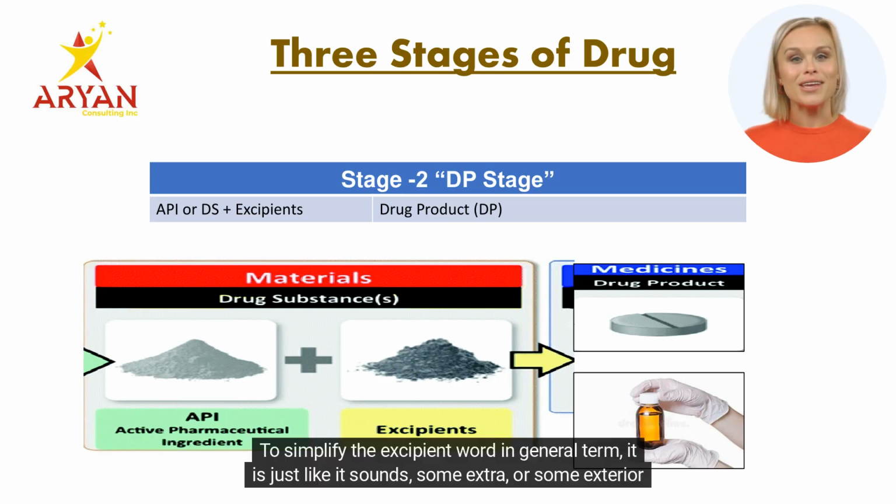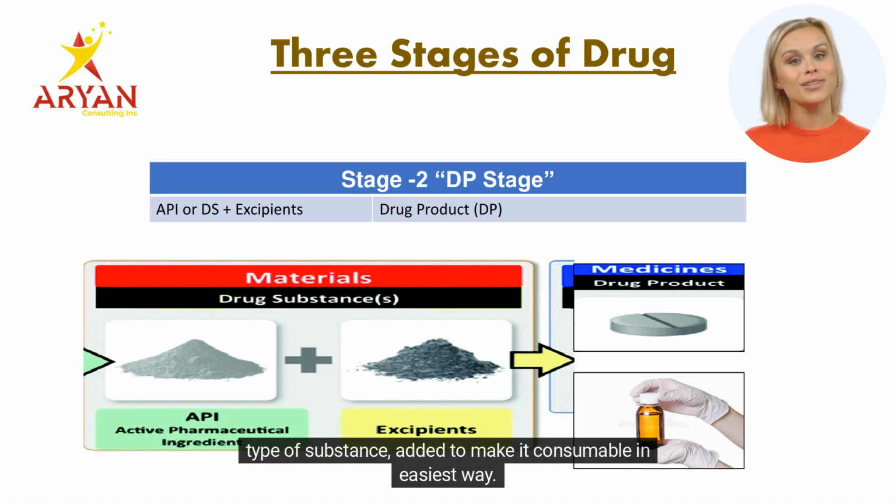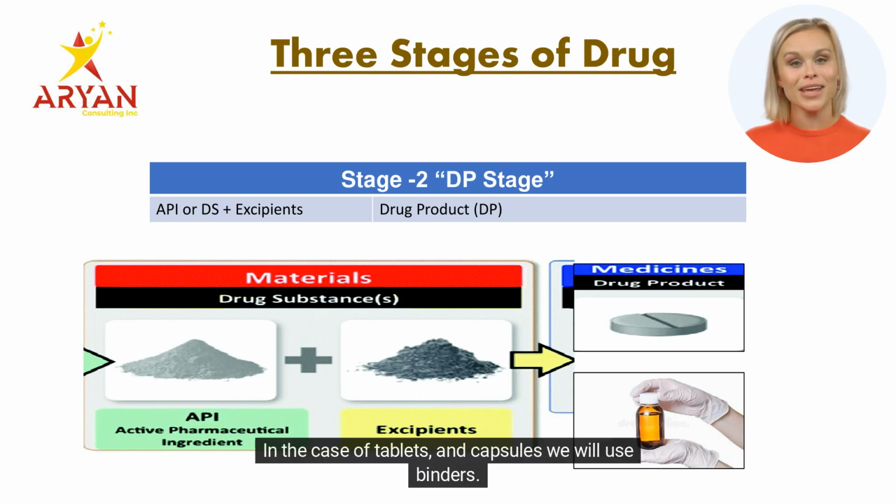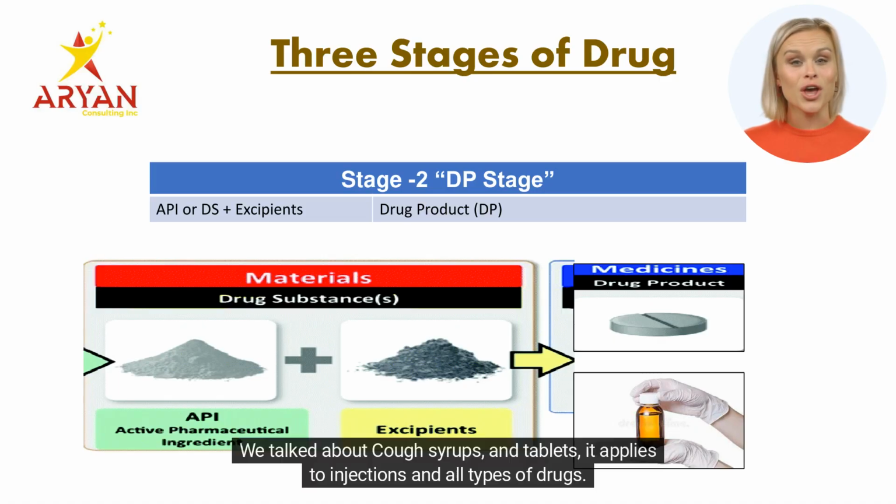To simplify the word excipient in general terms, it is just like it sounds: some extra or exterior type of substance, added to make it consumable in the easiest way. In the case of tablets and capsules, we will use binders. Yes, a binder, to bind a drug in tablet form in simple terms. So excipients and binders apply to all types of drugs. We talked about cough syrups and tablets. It applies to injections and all types of drugs.